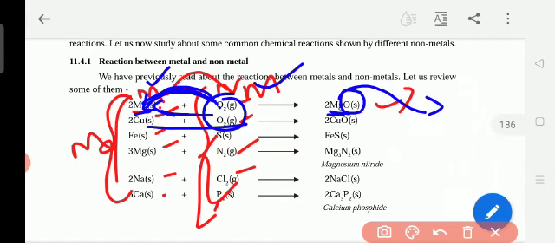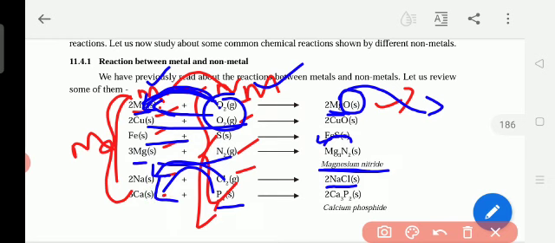So copper oxide and iron oxide, Fe means iron, Mg means magnesium. Magnesium nitride: when nitrogen is added to magnesium, we don't say magnesium nitrogen, we call it magnesium nitride. When chlorine is added to sodium, we don't say sodium chlorine, we say sodium chloride. Like phosphorus, when it is added to another element, we don't say calcium phosphorus, we call it calcium phosphide. Okay, so oxide, nitride, chloride and phosphide.